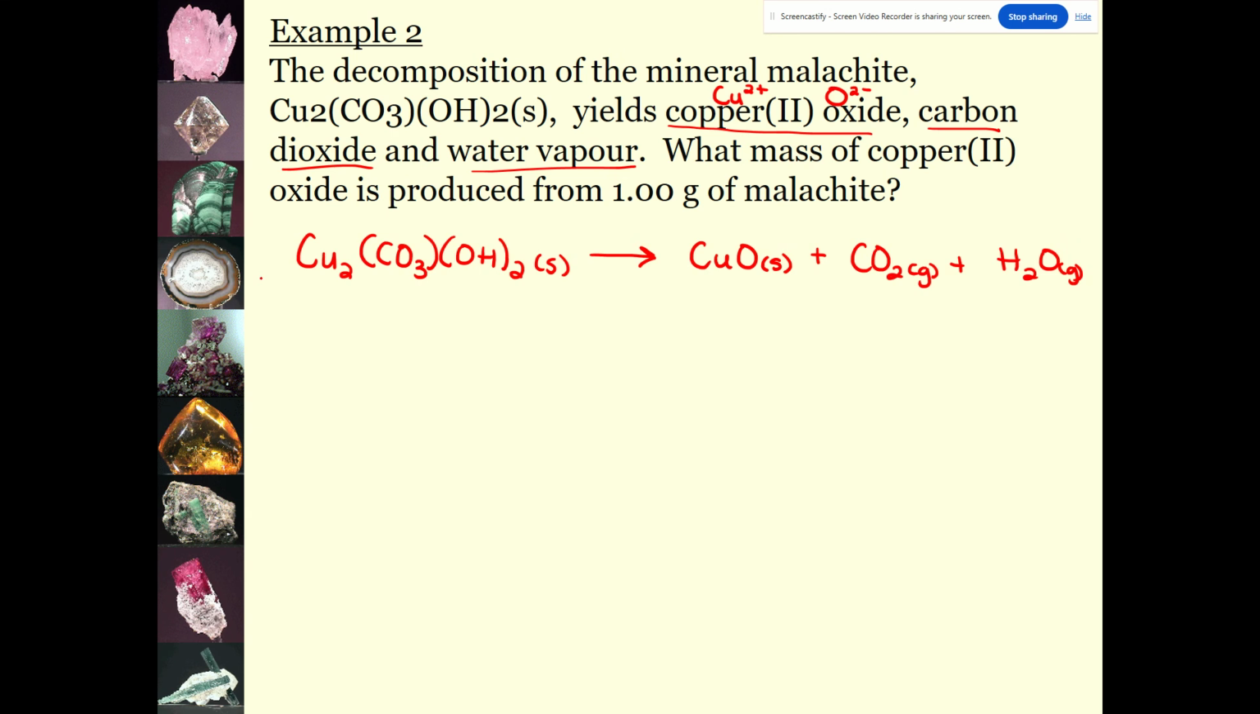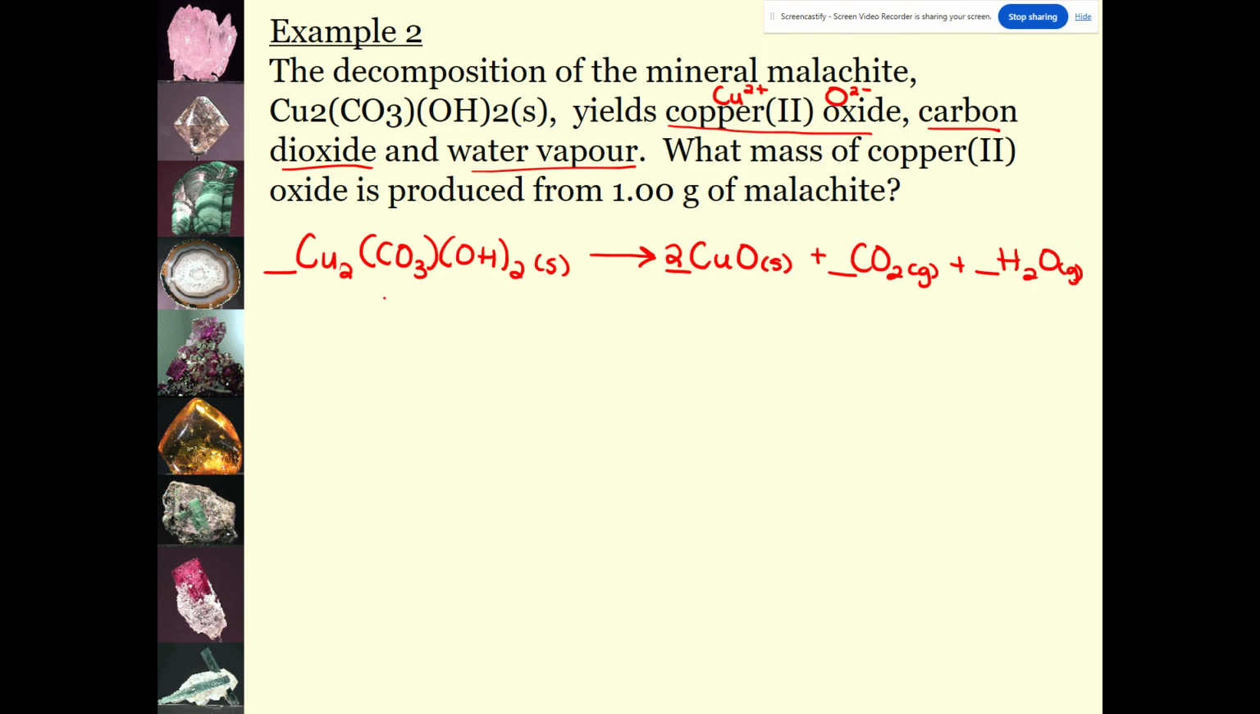Now let's balance this reaction. Okay, I have 2 coppers in my malachite and only 1 in my product, so I'm going to put a 2 there. Now the rest of it, I'm going to have to break into individual elements. Sometimes when you have polyatomic ions, you can leave them as a polyatomic ion and just balance them as a whole thing on each side, but they're not staying as polyatomic ions, they're breaking up.